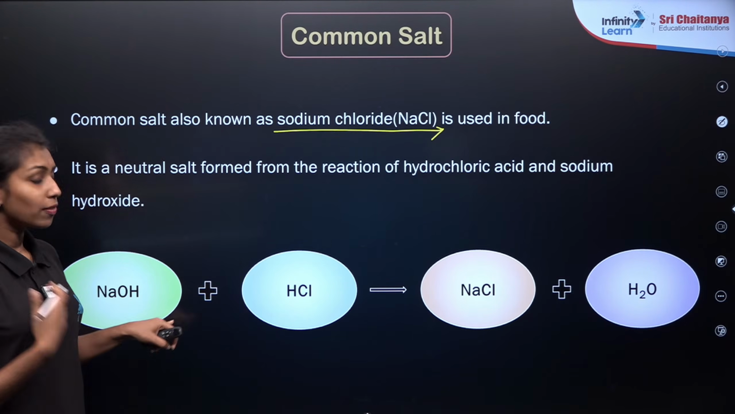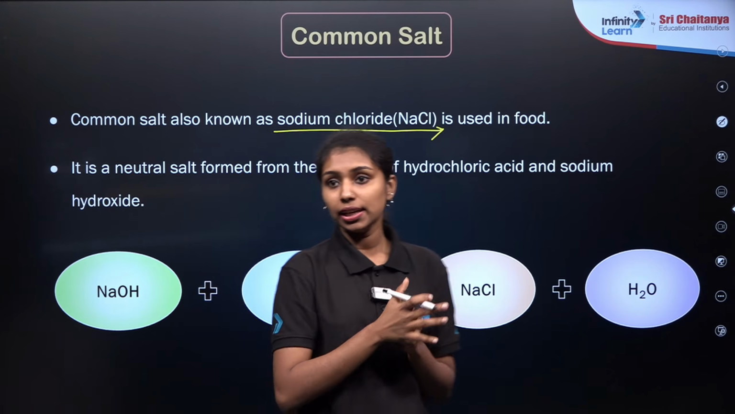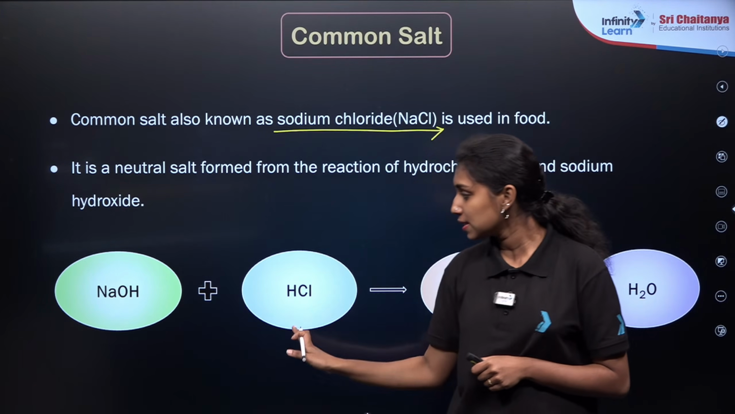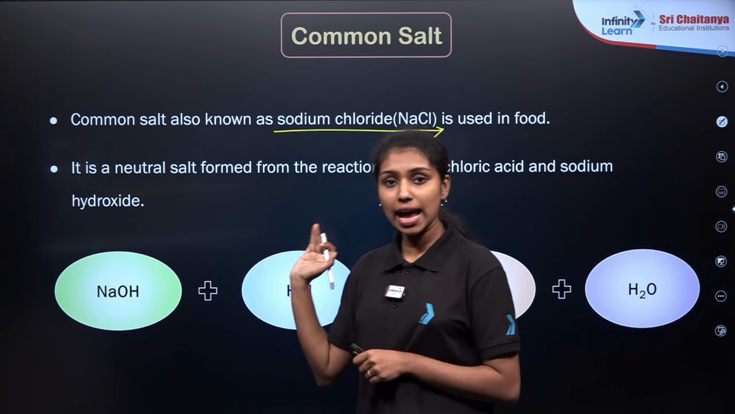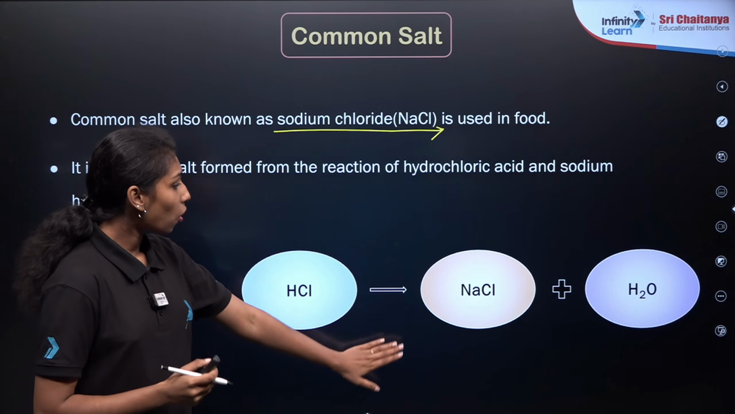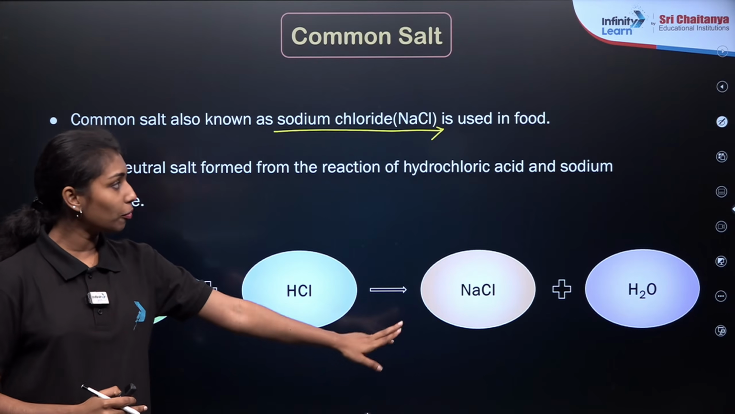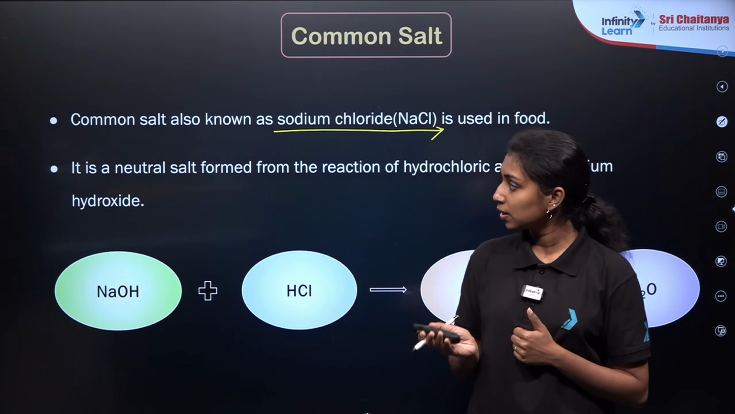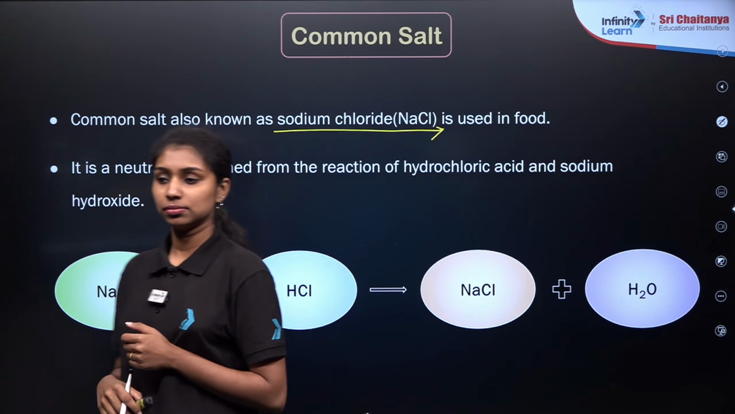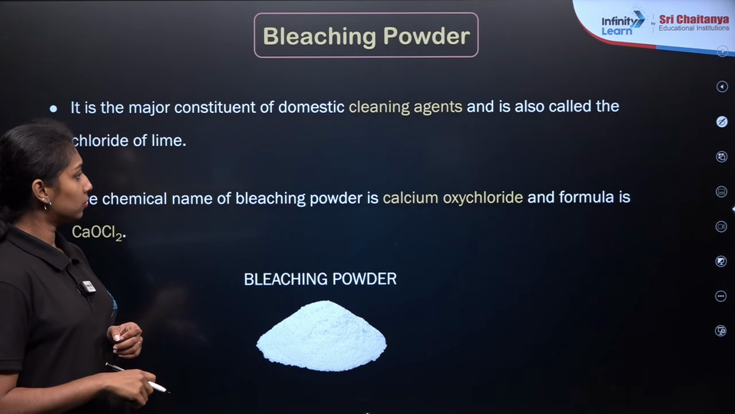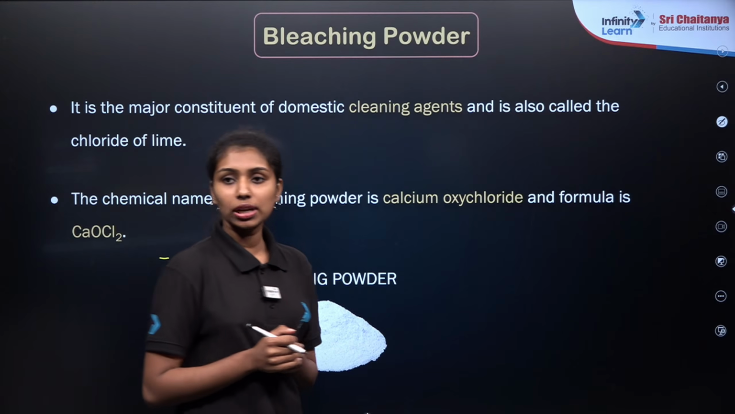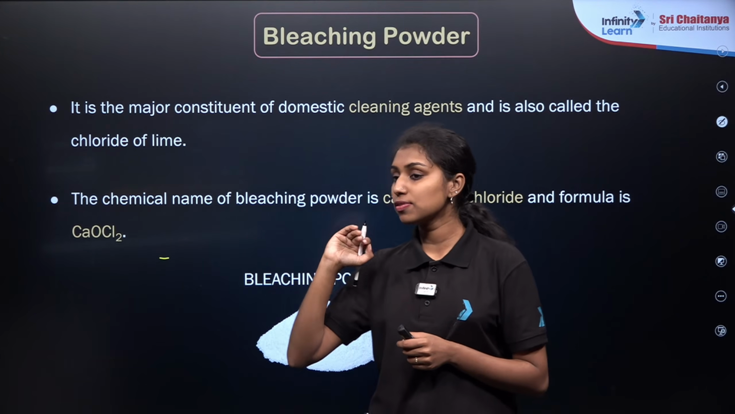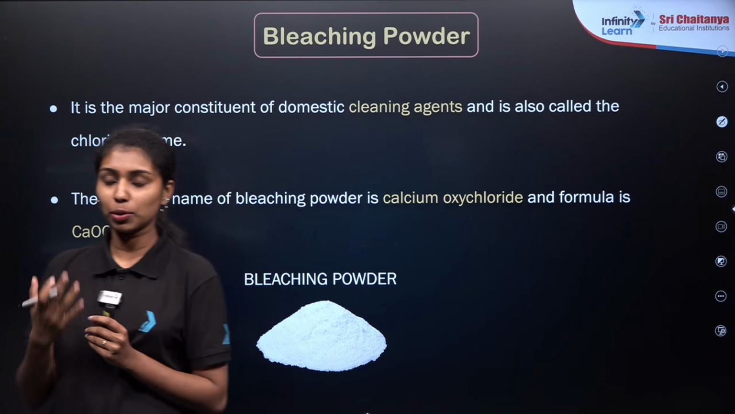So how is it forming? As we already know, as a part of the neutralization reaction. I am taking sodium hydroxide plus hydrochloric acid. This is a base and this is an acid. This acid and base combine together to form the salt plus water. So sodium chloride will be the salt formed by the reaction of hydrochloric acid and NaOH. So that's all about the case of NaCl. Some more points are given in our NCERT textbook about the uses of sodium chloride. Just refer to your textbook.